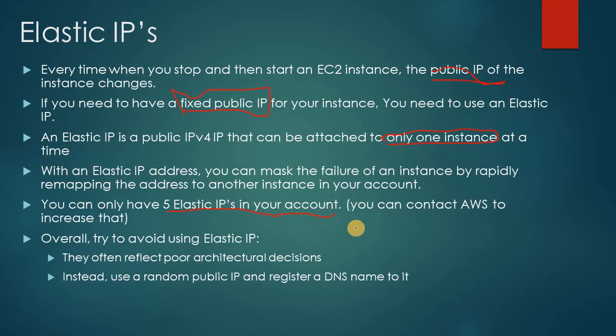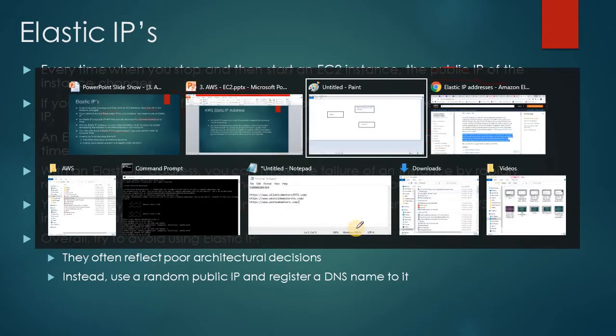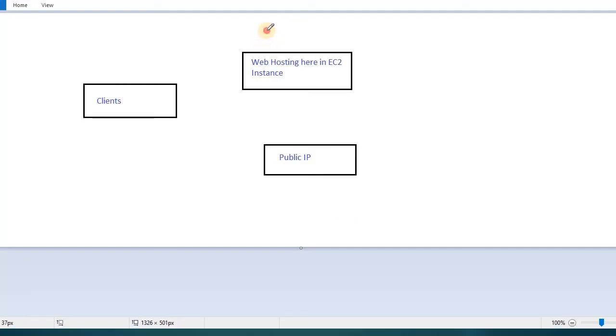So I'm going to give you an example. This is my EC2 instance right here, and it does not have an elastic IP address. It is attached to a public IP address, but it's not elastic. I host my website here on the EC2 instance. My clients are contacting my website, and they are getting information from the website.